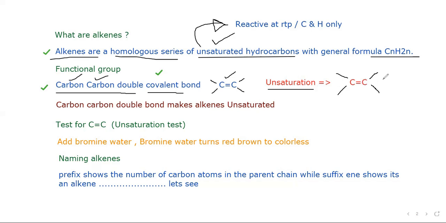What I told you, according to the Cambridge specification, what the examiner looks for about unsaturation, is that they need to have one or more carbon-carbon double bonds. Please stick to this answer. Whenever you are asked, what do you mean by the word unsaturated? It means a molecule which contains one or more carbon-carbon double bonds. That's it.